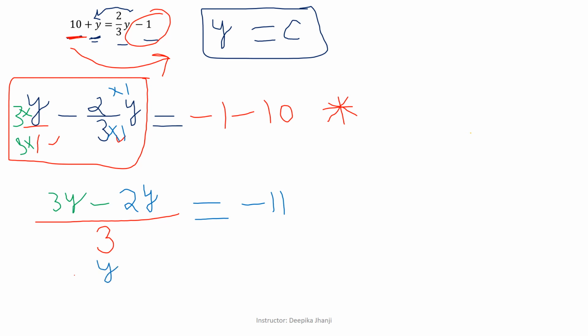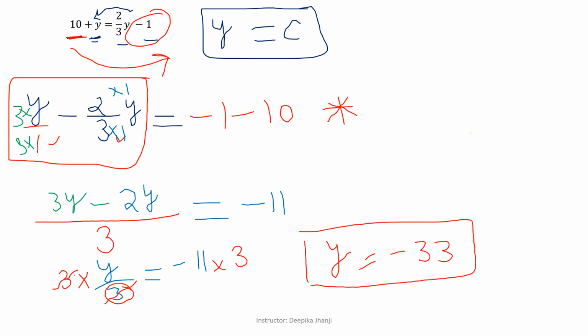Now 3y minus 2y is y upon 3, as it is, equals negative 11. Now the next target is to get rid of this 3, right? So you'll do the opposite process, multiply both sides by 3. This 3 cancels with this 3 and you get y is equal to negative 33. That's the solution of this.